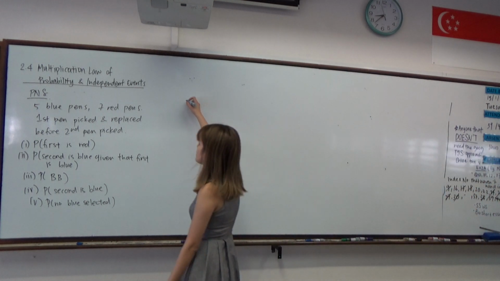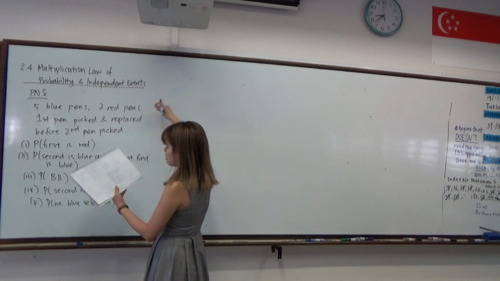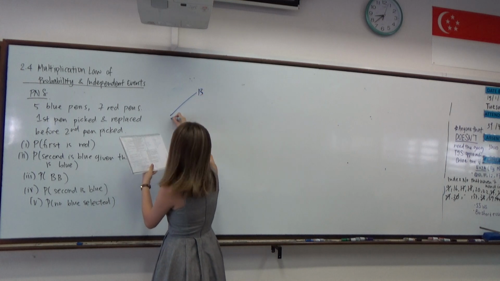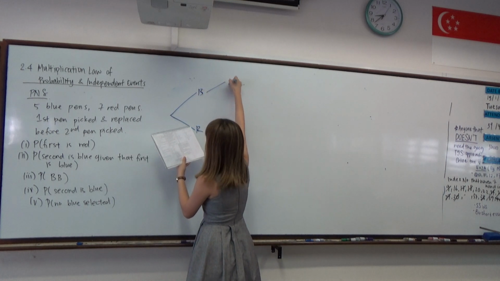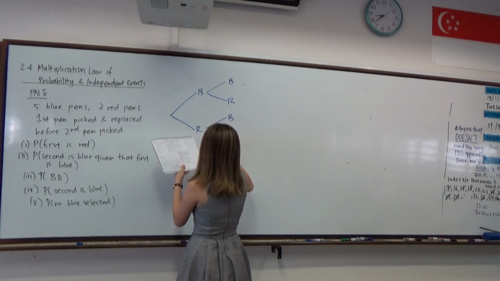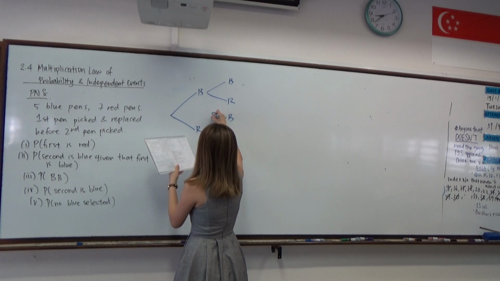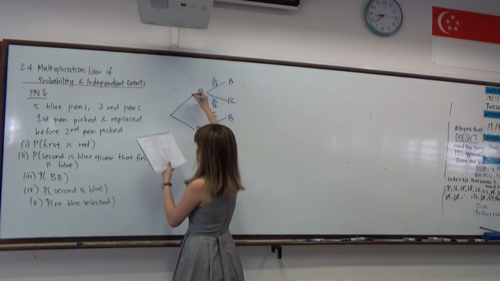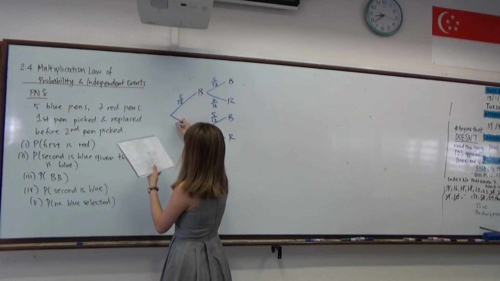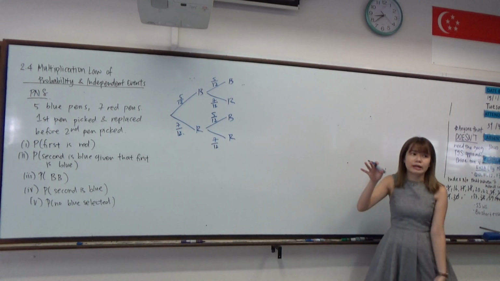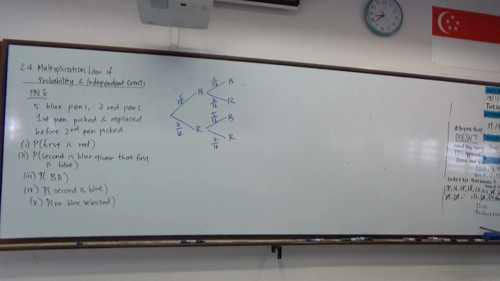Okay, done. What's the probability that the first one is red? Okay, sorry, let me draw the tree diagram first. Okay, so the tree diagram should look like this. I will leave it to you to write your own key.